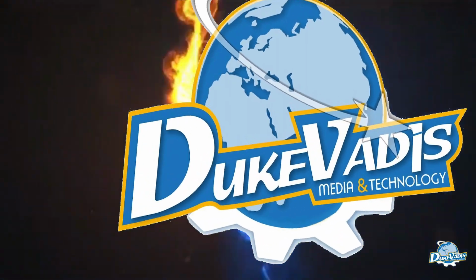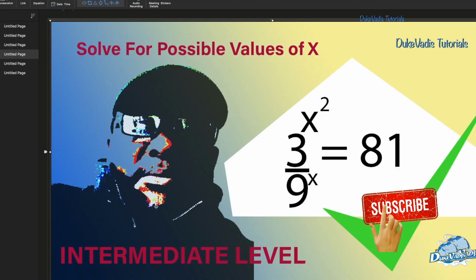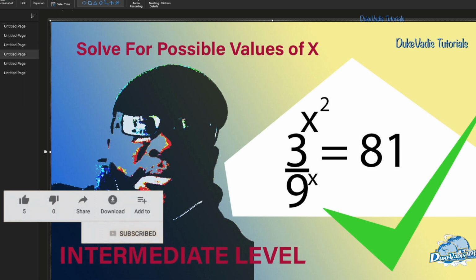All right. On the screen we have this question saying 3 raised to the power x squared over 9 raised to the power x is equal to 81. And the question says find possible values of x. Well, this question is an intermediate level question. So without wasting time, let's see how best we can break this equation down.